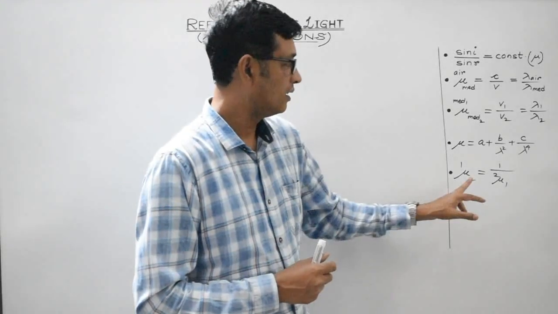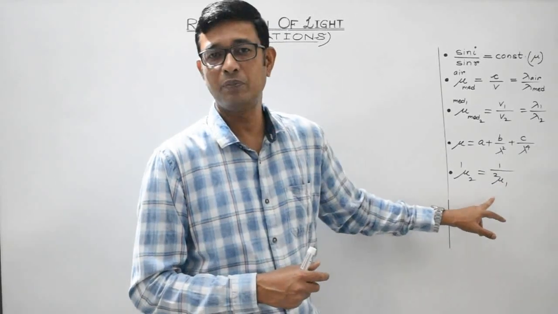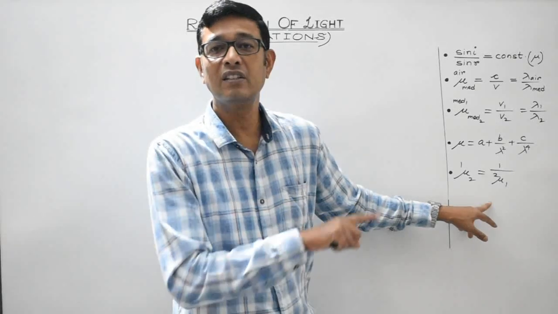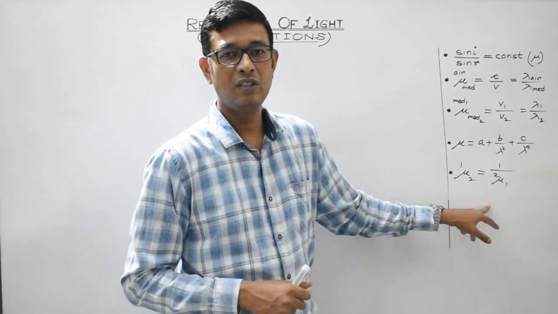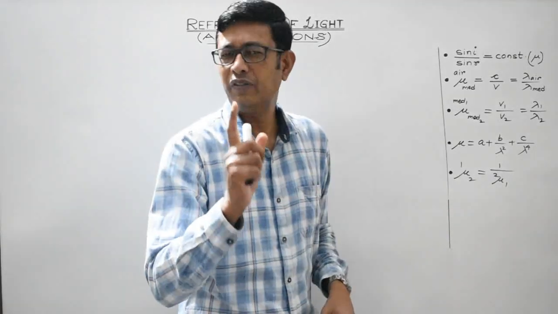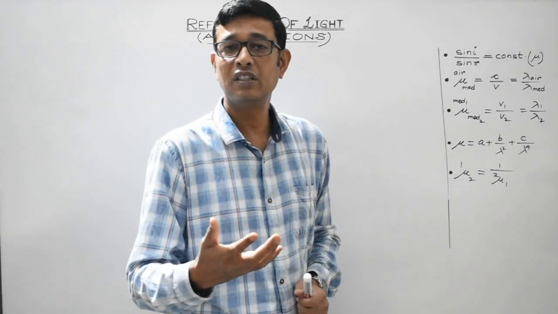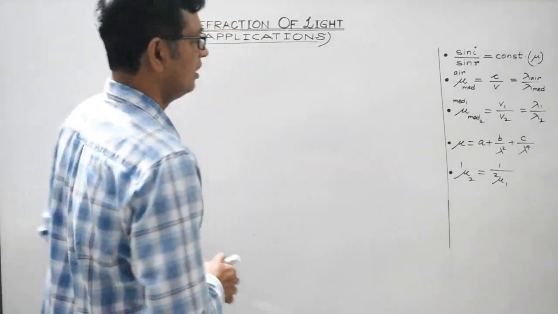This is a consequence of the principle of reversibility of light. This we have proved: the refractive index of 2 with respect to 1 is given by the reciprocal of the refractive index of 1 with respect to 2. Students, there is another very important result that follows from refraction through multiple media. I'll tell you the result.